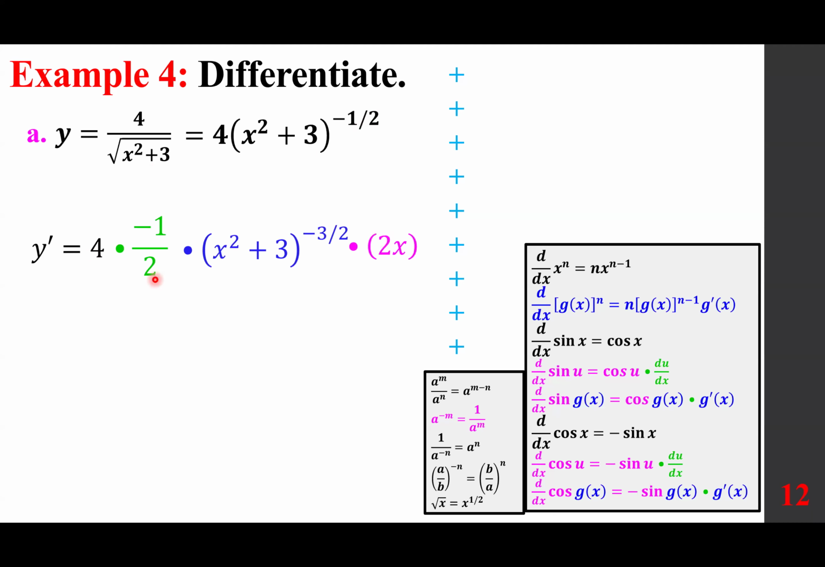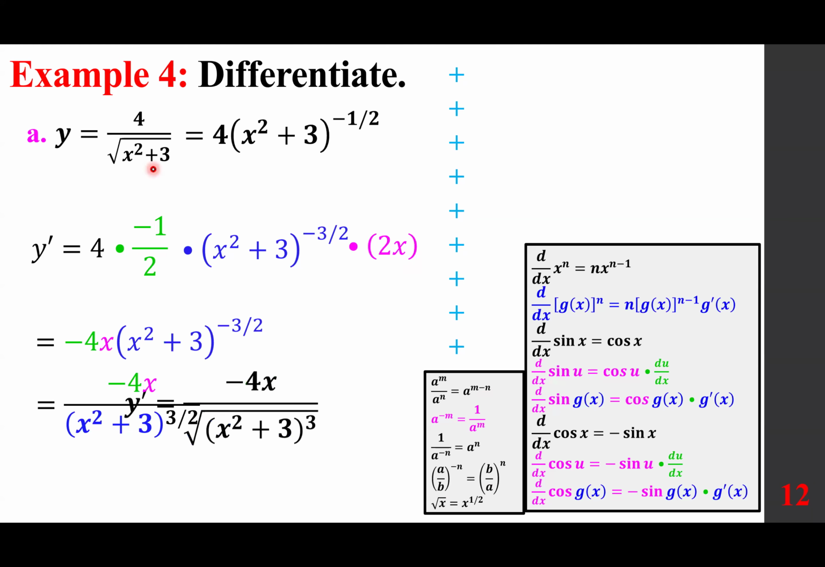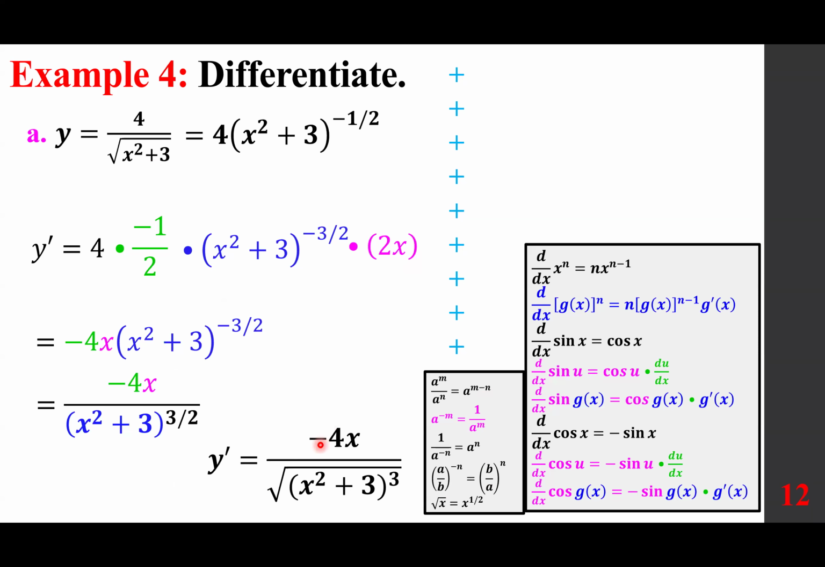4 times negative 1/2, negative 2 times 2, negative 4x. We can take this down and make it positive 3/2. Remember the negative exponential rules, the way you move things around, and you put it back in the square root format you received it. So y prime is minus 4x over the square root of x squared plus 3 to the power of 3.